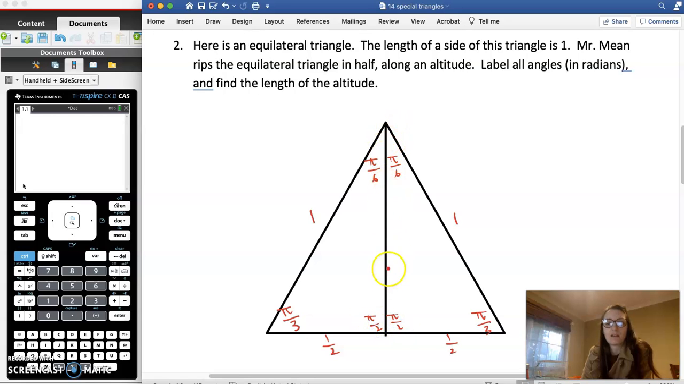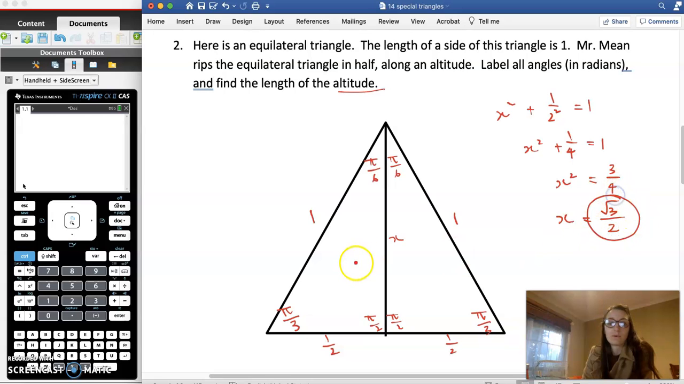Now, we've still got this height to find, the length of the altitude. Let's call it x for now. We can use Pythagoras again. So we've got x squared plus a half squared equals 1 squared. So x squared plus 1/4 equals 1. I'm going to subtract 1/4 from each side to get 3/4. Now I'm going to square root both sides, so I end up with square root 3 on square root of 4, which is 2. And that's what we get, root 3 on 2.